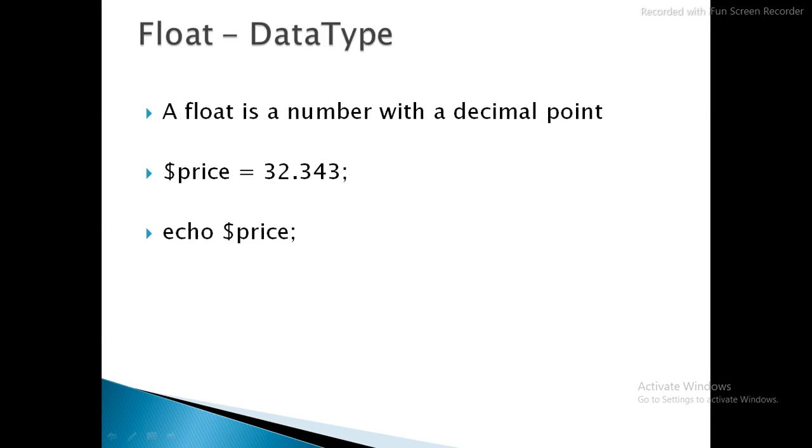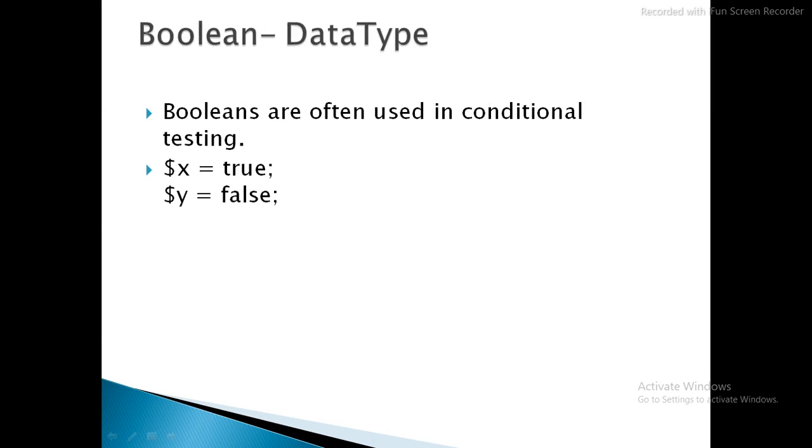Float. A float is a number with a decimal point. In the integer section we discussed that an integer can only be a digit without a decimal, but with the decimal it becomes a float. If we want to set a price for a product, the variable would be $price equal to 32.343 or anything else. How will we print it? echo $price. Booleans are often used in conditional testing, meaning if the condition is true or false, we will use them in that case.